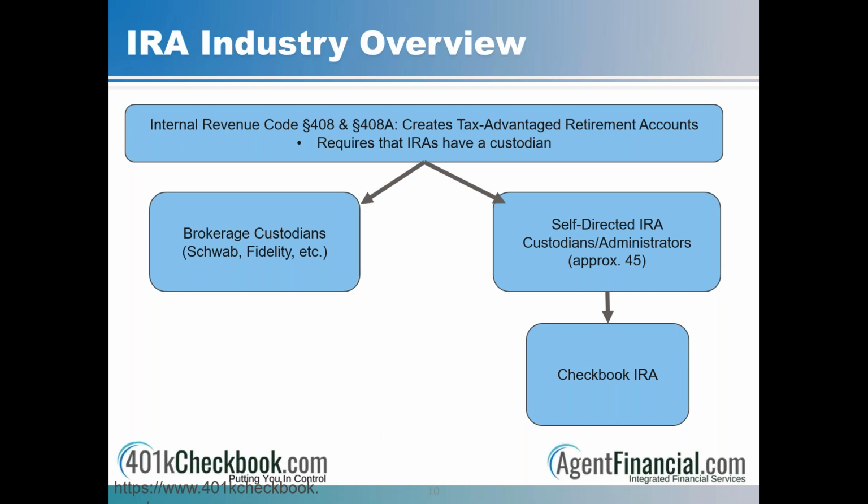So they hung out these shingles, get your IRA, and they naturally dominated the space in an industry that has close to $10 trillion in it. Only a small drop of that, just a drop in the bucket, is really self-directed. So that's what we got, the brokerage custodians.